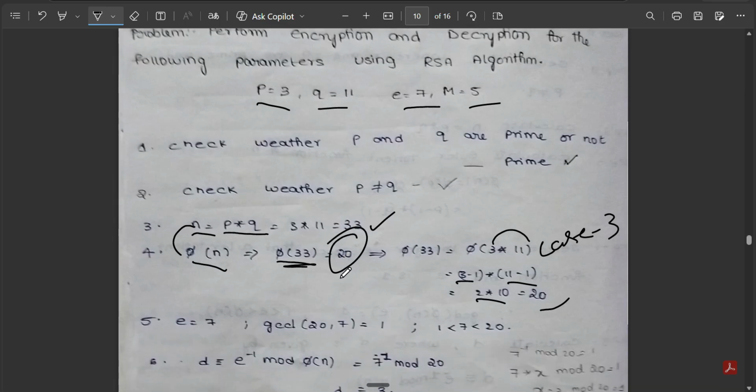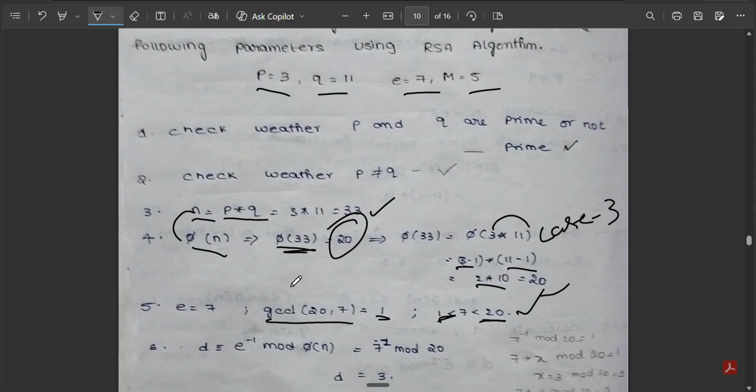So next, we have already chosen the e value as 7. Now let's check whether the GCD of 20 comma 7 is 1 or not. Since there are no factors common to both 20 and 7, the GCD of 20 comma 7 will be 1. And if you see, the e value is greater than 1 but less than 20. So the condition is satisfied. Now we can proceed with further steps.